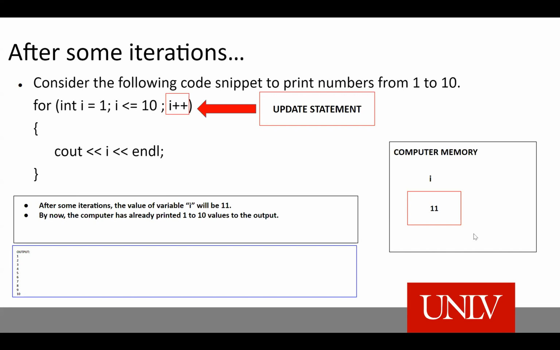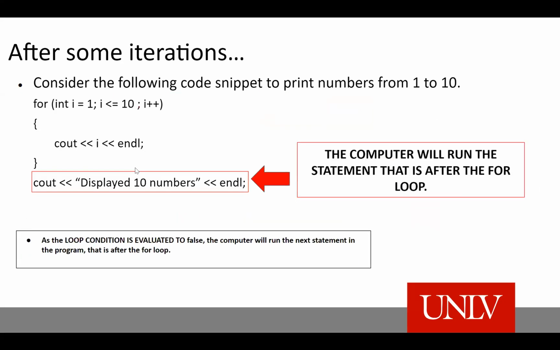Eventually, when the I value is 11, by now we have displayed values from 1 to 10 to the user on the screen. Thanks to the update statement, once I reaches 11, then 11 less than or equal to 10 is evaluated to false, and hence we will not go inside the for loop, but rather exit the for loop and run whatever is there after it. So this is how a typical for loop is executed.